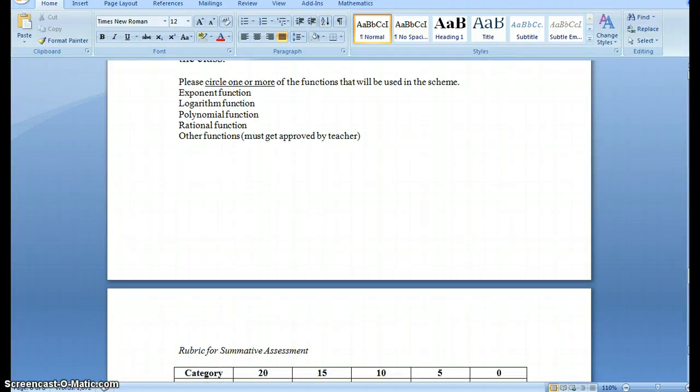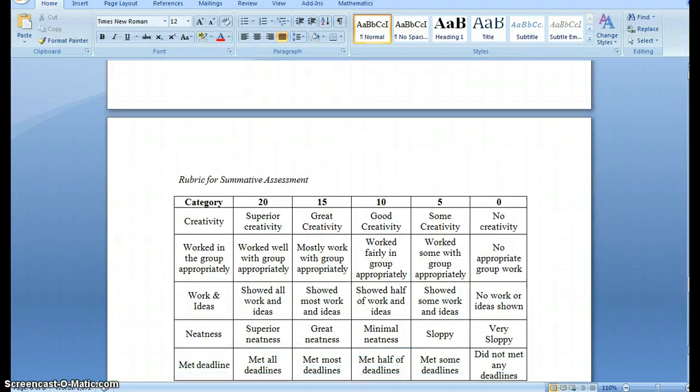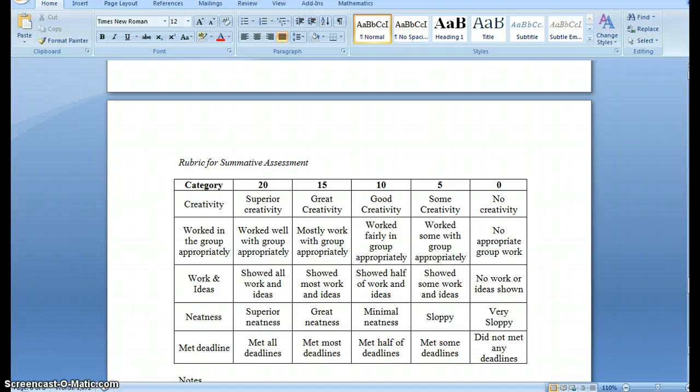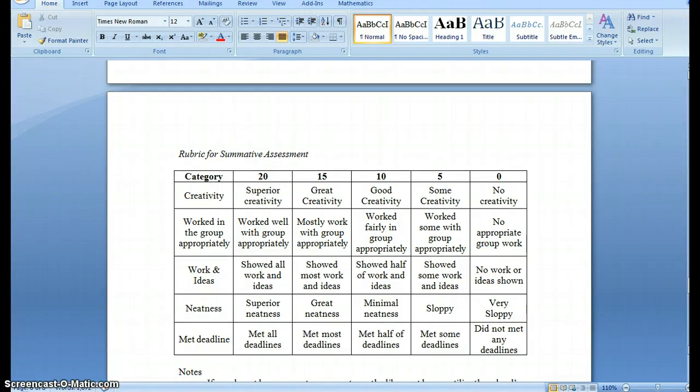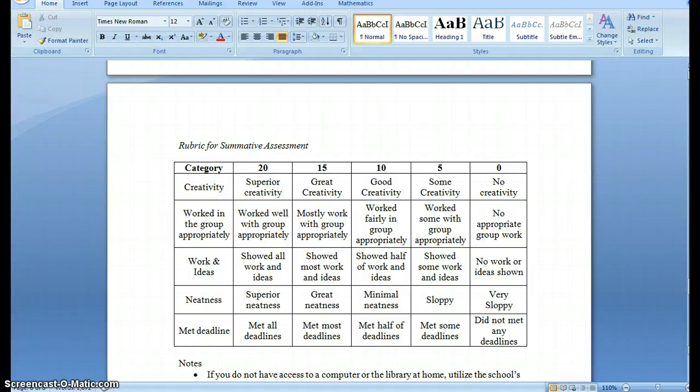So here's my rubric for summative assessment. Since this is a little more formal, I break it down into 5 categories: creativity, working in group appropriately, work and ideas, neatness, and meeting deadlines. Okay, so the first category, creativity. You have superior for 20 points, great creativity for 15, good creativity 10, some creativity, or no creativity. This project is about creativity.